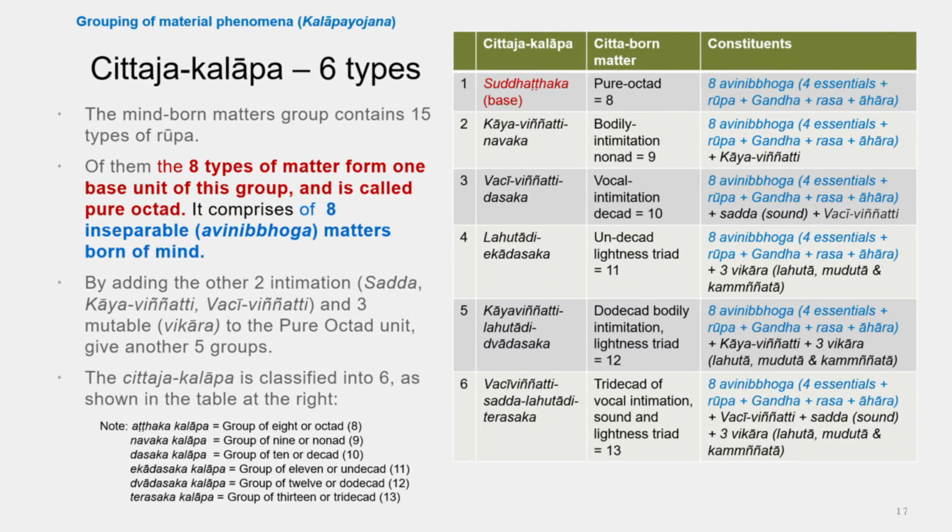Okay, next one. Chittaja Kalapa 6. The mind-born materiality is 15. Of them, 8 types of materiality form the unit of this group. There are 8 inseparable materialities born out of mind. So by adding the other mind materiality, the sound, 2 vinnatti, and 3 vikara, to the unit, the Chittaja Kalapa is classified into 6. So Chitta Kalapa is total 6.